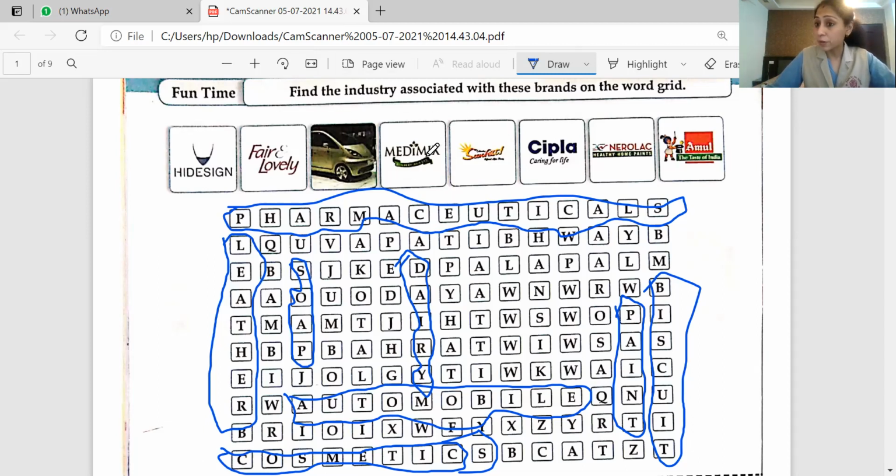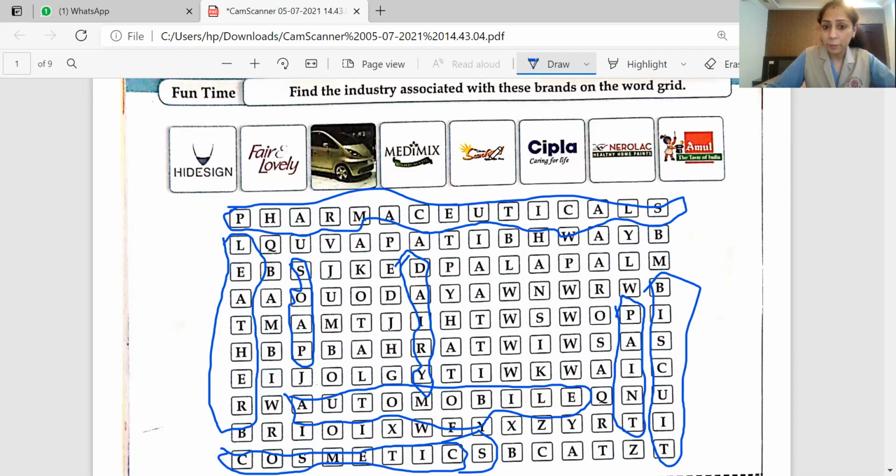Then the next brand is Medimix, soap of Medimix, Chandan soap and all that. Many Ayurvedic products are being used in Medimix. And it is a soap brand, and soap is over here, SOAP. Medimix is a soap. Okay.